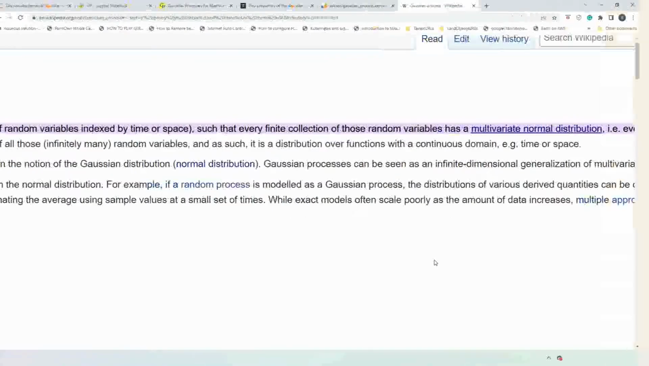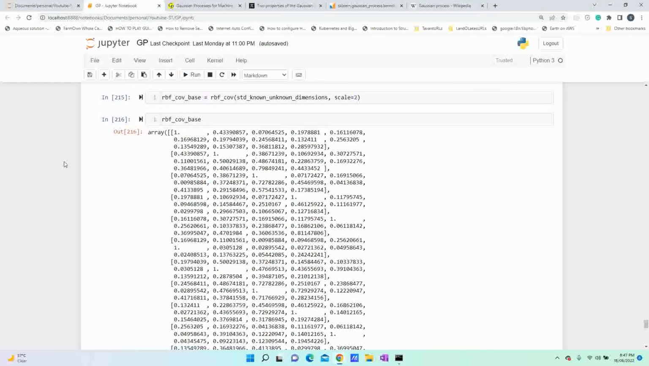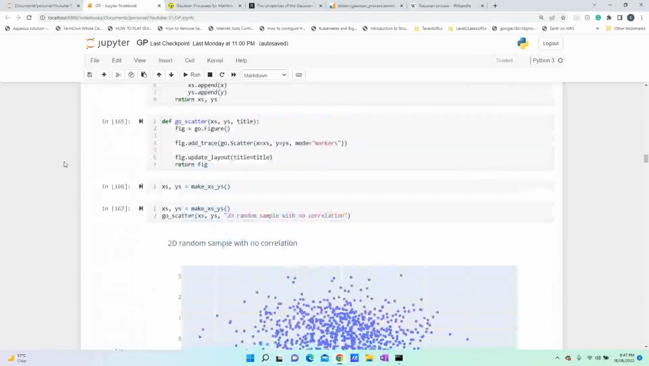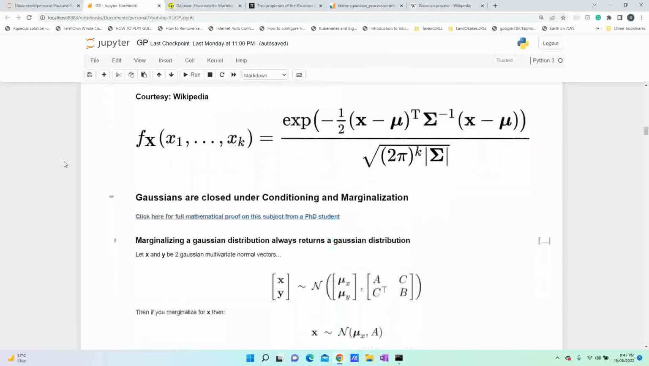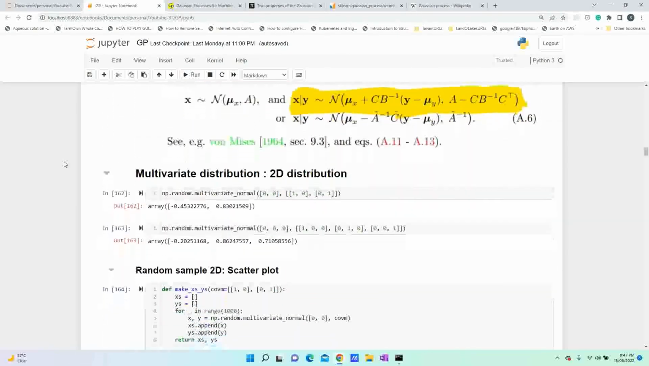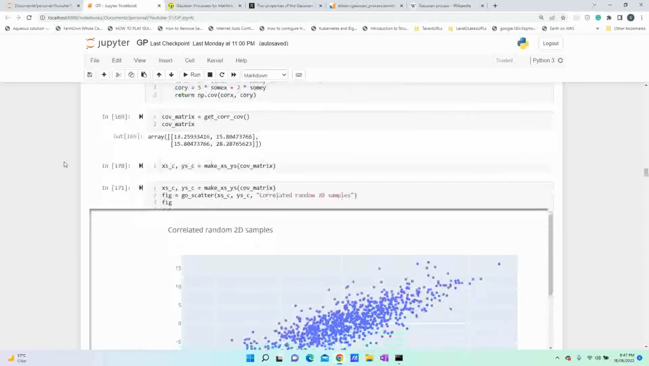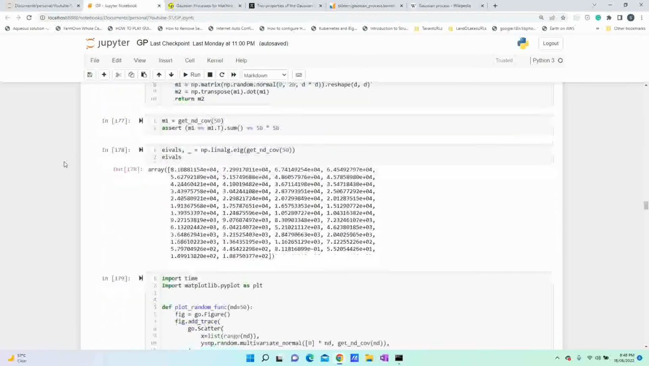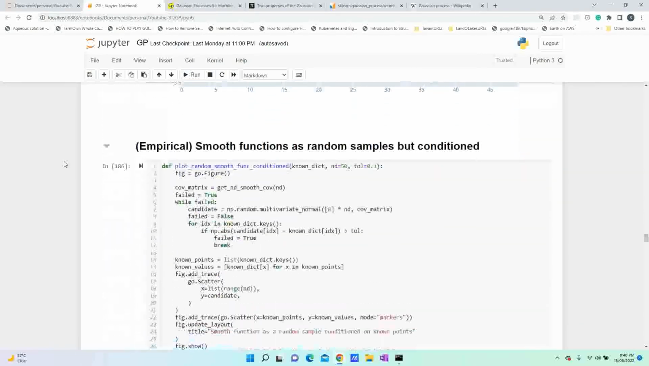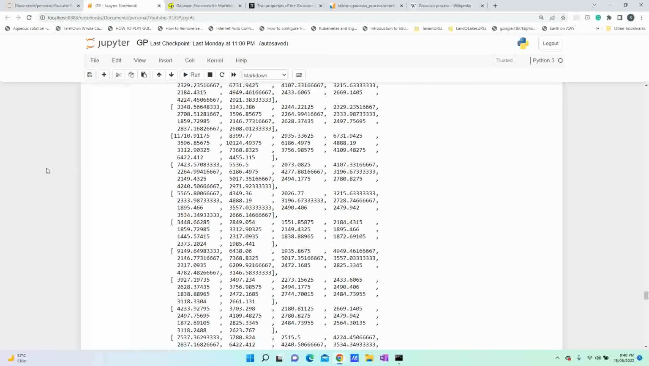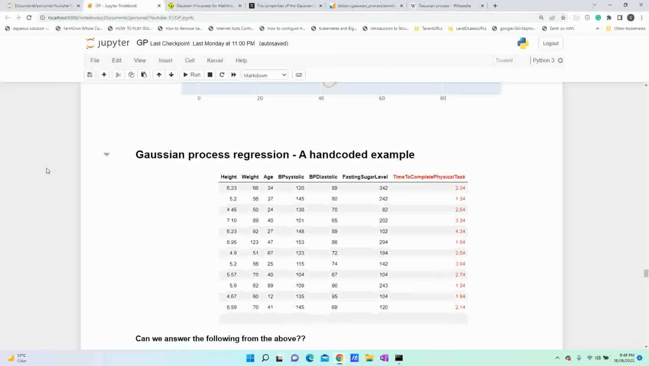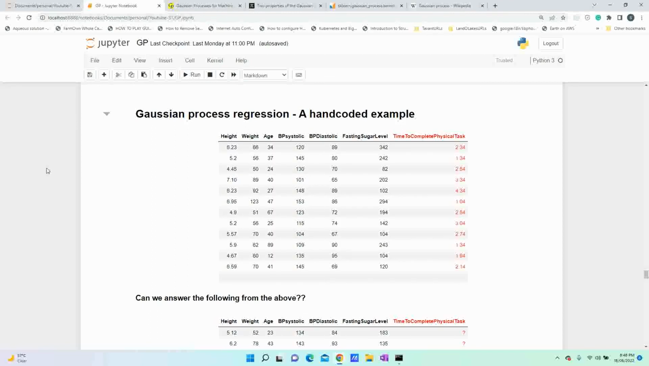In part two, I'll be going over a Jupyter notebook. I think a lot of exciting stuff was there in this Jupyter notebook. We'll talk about univariate discrete distributions, what is a joint distribution, and what kind of formulas we'll be using for Gaussian processes. And we'll be sampling functions as random samples, spiky functions, smooth functions, conditioned functions, all kinds of stuff. And we also do a regression problem by hand, right? A hand coded example of a Gaussian process. All this I'll cover in part two, which will come a week from now, right?